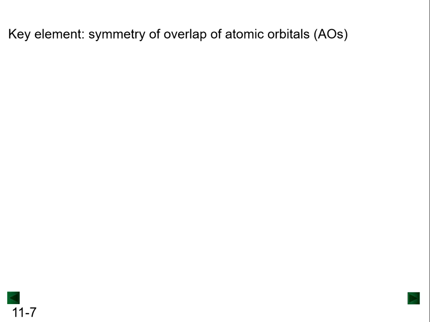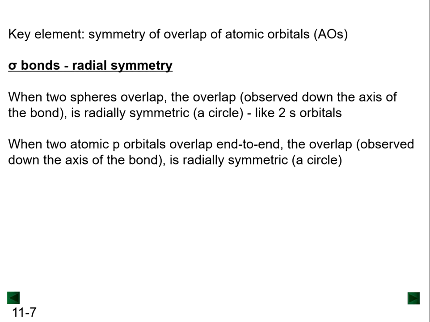And that turns out to be a key element. And this will be discussed in our next video after this one. The symmetry of overlap of the atomic orbitals tells us the type of bond we have. And so sigma bonds have what we call radial symmetry. That is, when two spheres overlap, the overlapping region observed down the axis of the bond is radially symmetric. It's a circle. Like the two s orbitals in the hydrogen atom interaction, their overlapping region looks like a circle.